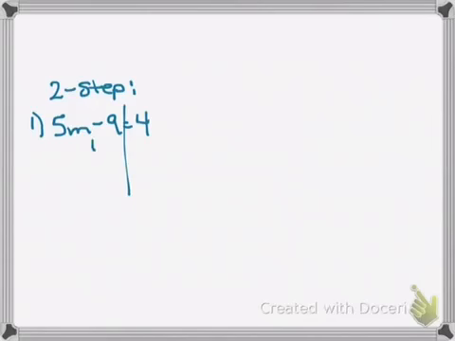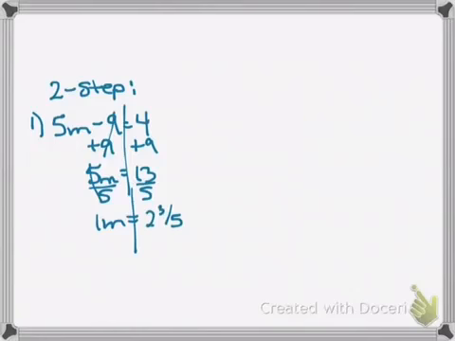9 subtracted, so I'm going to add 9 to both sides. -9 and a +9 go to 0, and it leaves me with just the 5m. On the right side, 4 plus 9 is 13. Now to get rid of the 5 that's with the m, it's being multiplied, so I'm going to divide by 5 on the left and on the right to keep it even. If I divide, I'll have 1m equals 2 3/5.